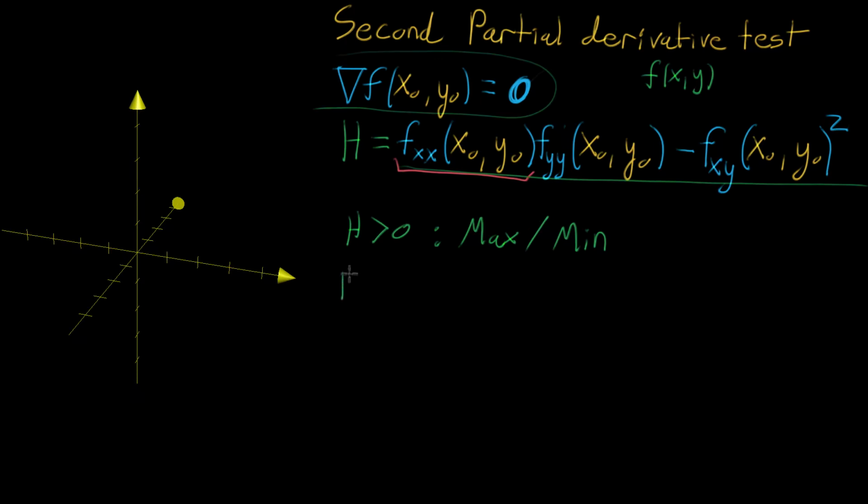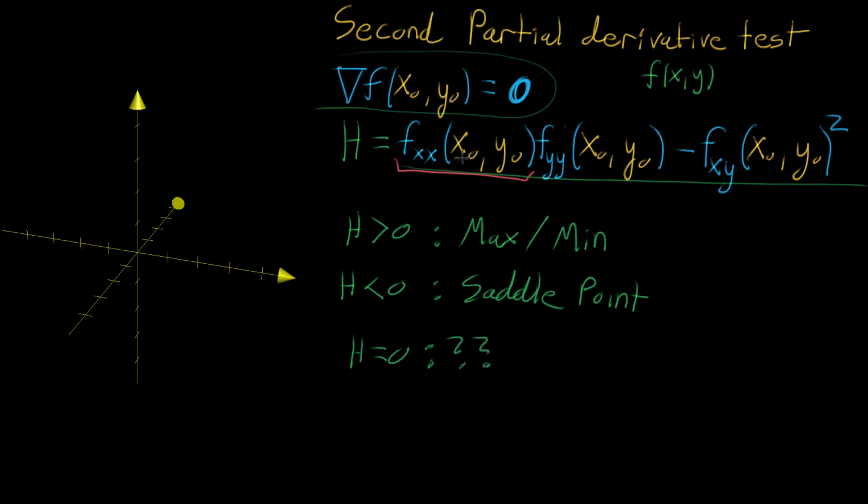And if this value h turns out to be less than 0, strictly less than 0, then you definitely have a saddle point, which is neither a maximum nor a minimum. It's kind of like there's disagreement in different directions over whether it should be a maximum or a minimum. And if h equals 0, the test isn't good enough. You would have to do something else to figure it out.